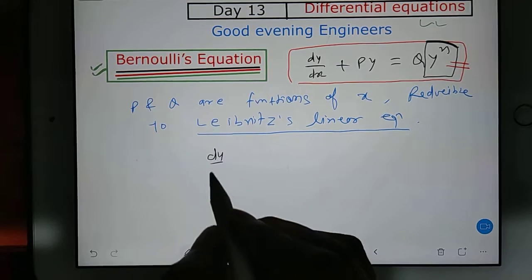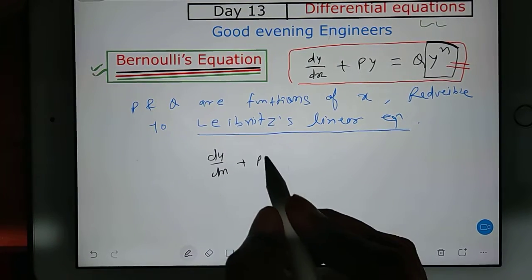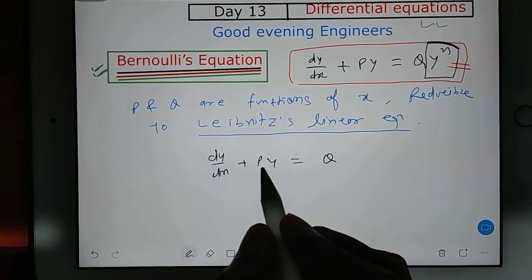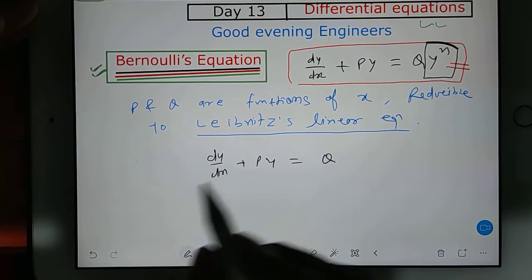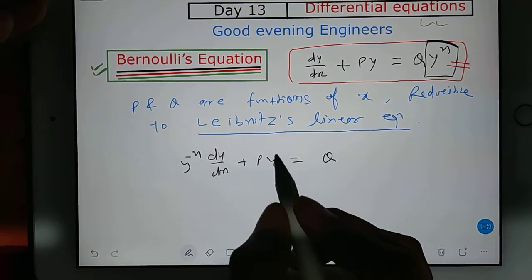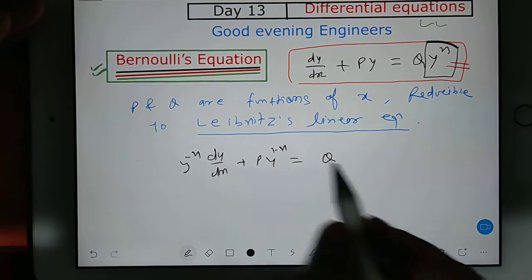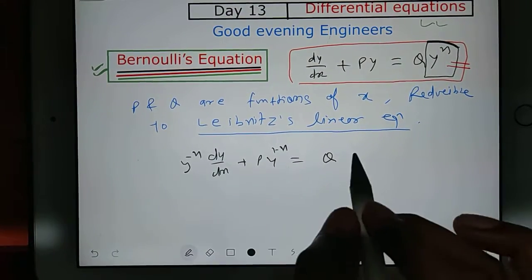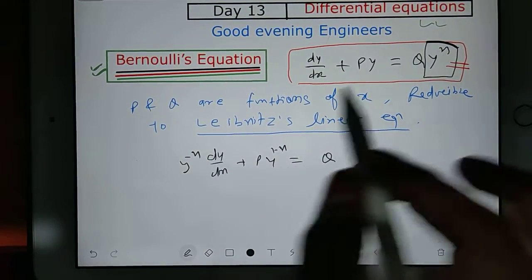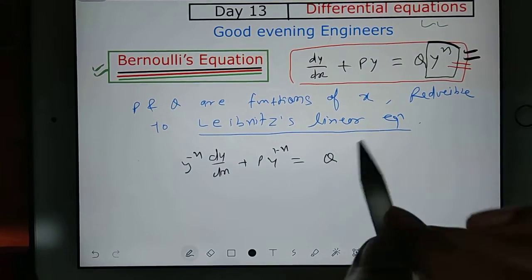So like dy by dx plus py is equal to q, and wherever you divide with y power n, here it will come y power minus n, and here it will come y power 1 minus n, and here 1. Okay, that's all. I am just dividing this equation by y power n, so I am getting this equation.